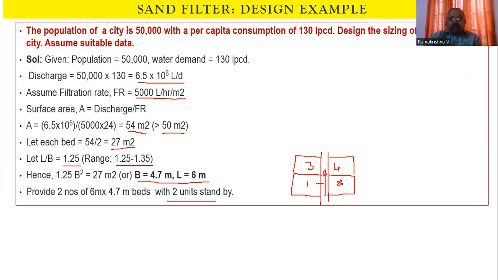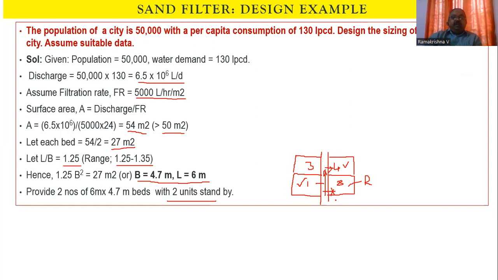So it will be allowed into 1, it will be allowed into 2, and if some problem is there, this line is blocked, this line is blocked and it is allowed into 4. So that at any given time, any two beds are under operation and the others under repair. So they can be put under repair or cleaning operations. So like this, the operation will be continuous.